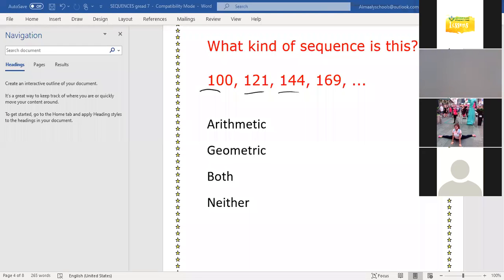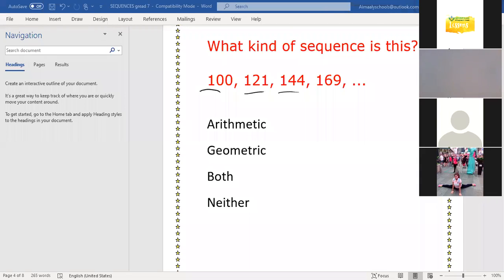My son, if it's a geometric sequence, you can tell me, we are multiplying by what? We multiplied 100 by what to reach 121? By 7? By 21? Multiply by 7, 7 times 21 equals 121.